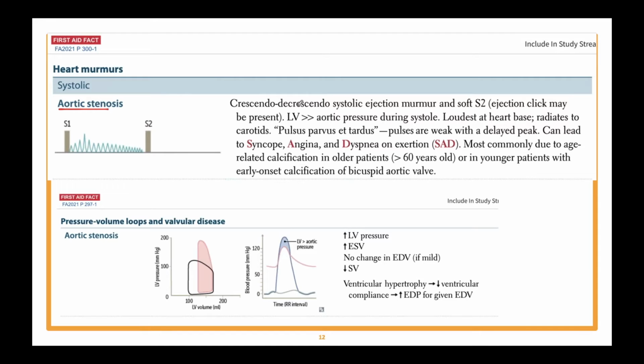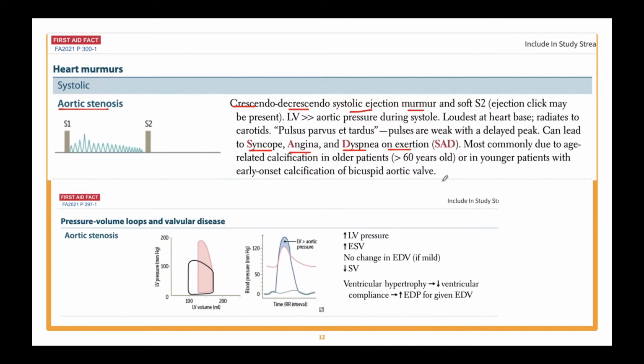It is a crescendo-decrescendo systolic ejection murmur. It can lead to syncope or syncopal-like symptoms, angina, and dyspnea on exertion. And in elderly patients, it's most commonly related to calcification, okay? On top of that, you can have pulsus parvus et tardus. So carotid pulses can be weak and they can be delayed. So think of that blood flow as kind of getting delayed across that stenotic aortic valve, and thus it's a little delayed getting to the carotids, okay? And we saw that in this patient as well, okay?